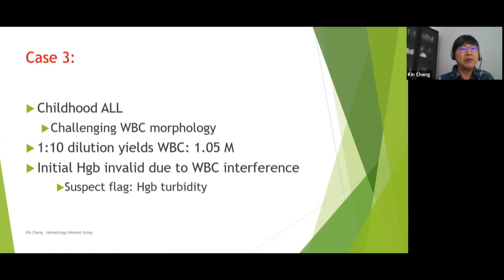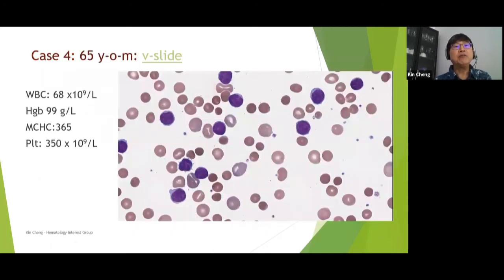But again, note that this one has a high white count. The white count turned out to be over 1 million, right? Your SOP should tell you that when the white count is that high, your hemoglobin will be invalid, and you should do what you need to do to get a valid white count. Some of the sophisticated instruments will give you a high hemoglobin turbidity flag that will alert you to do something about it. Again, there's a limitation of your instrument, and your SOP should tell you what you need to do when you come across such a situation. So let's move on.